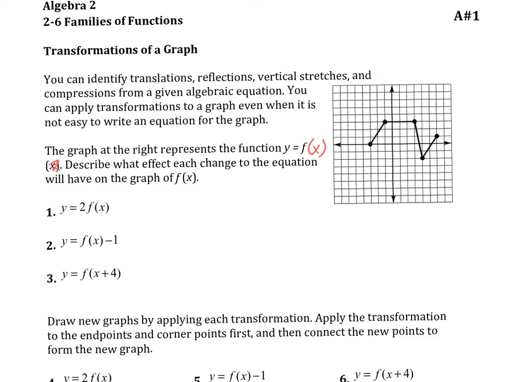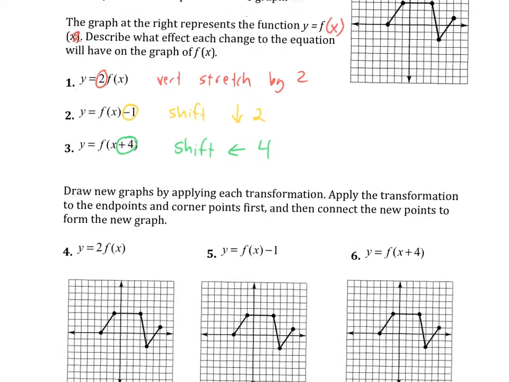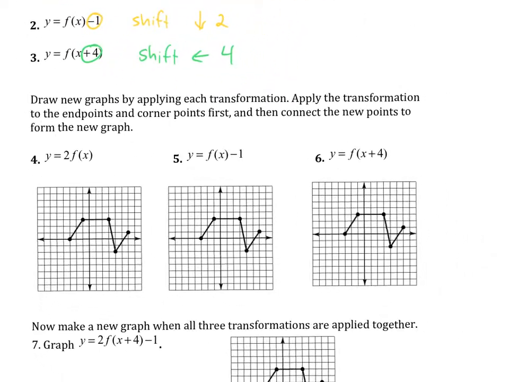So because this one is a multiplication outside, we know it is a vertical stretch by a factor of 2. Next, because this is outside, we know it's also vertical, and it's going to go up or down, so it's a shift down 2. And this one is happening inside the function. So we are going to do a horizontal shift, and it's going to go left. It's the opposite of what I see, so it's left 4. So now what we're going to do is take each one of these, and we're going to apply the transformation one at a time. All right, so now we're going to draw each new graph by applying the transformation.